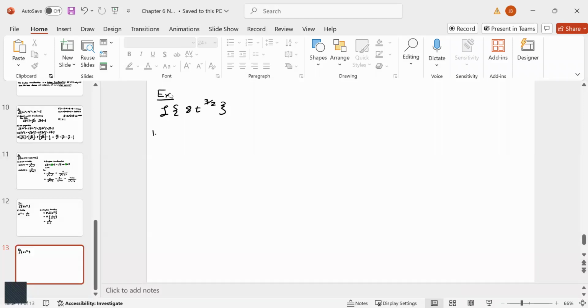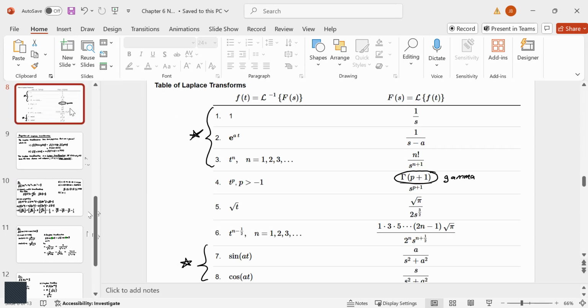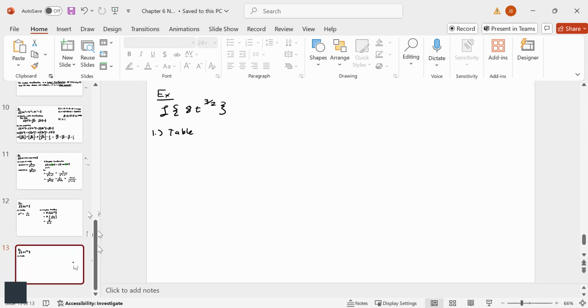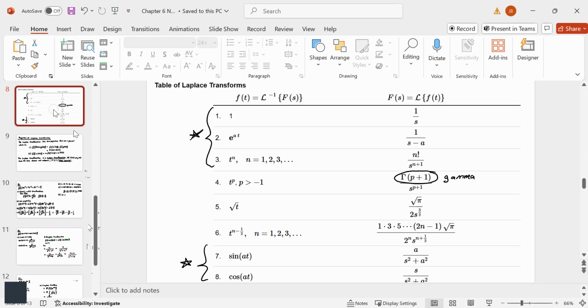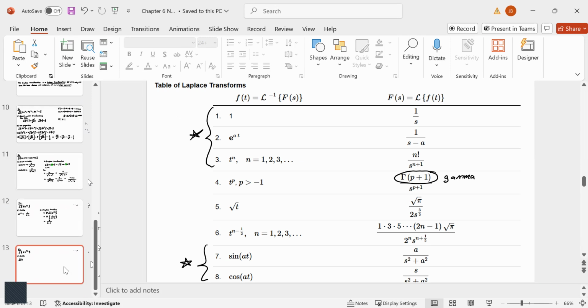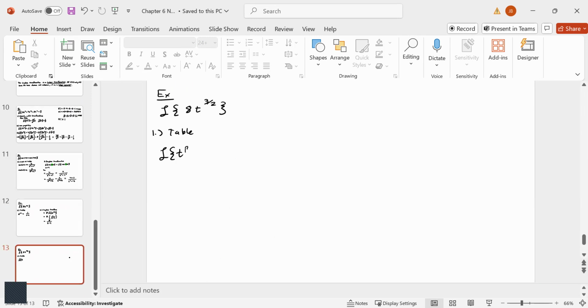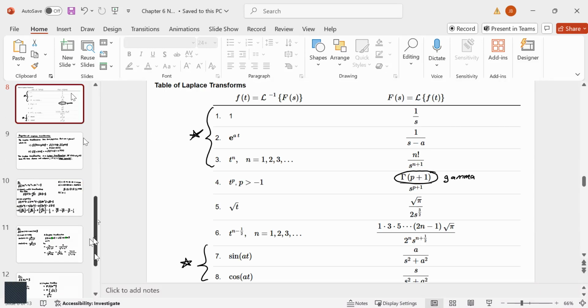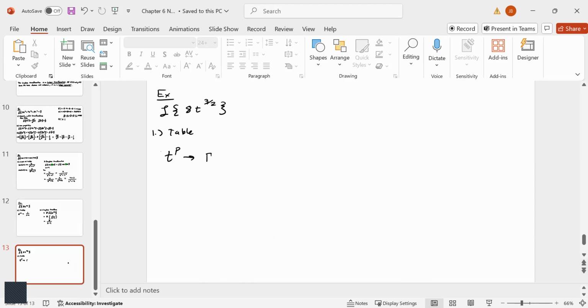So step one is the table. We look at the table and we recognize that this is number 4. So we're going to use the gamma function. So number 4 says the Laplace transformation of t to the p becomes the gamma function p plus 1 over s to the p plus 1.